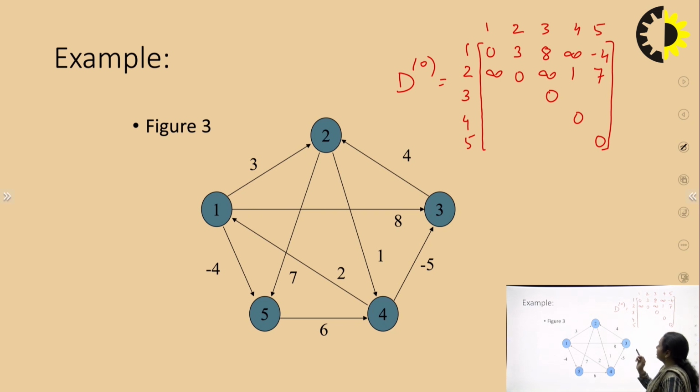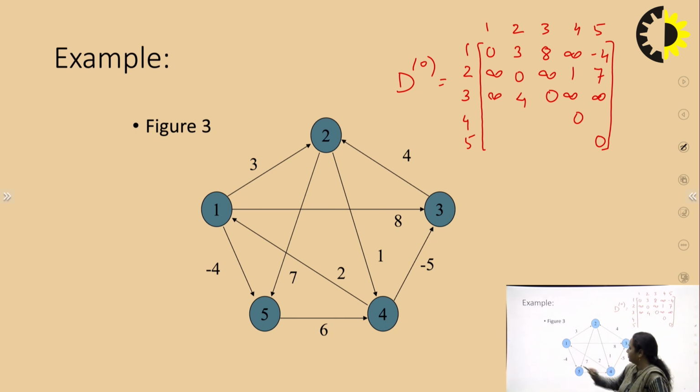Node 3. When we start with node 3, again check 3 to 1, there is no direct path. So what we will write? Infinity. 3 to 2 weight is there, we will write 4. 3 to 3 it is 0. 3 to 4 there is no direct path. 3 to 5 again there is no direct path. So what we will write? We will write infinity.